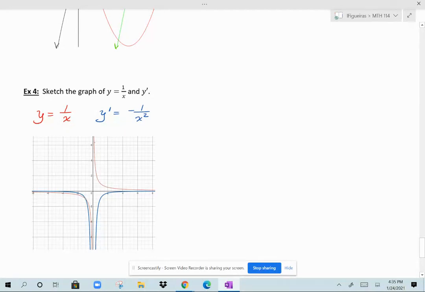When I'm on this part of the curve and I look for the slope of a tangent line, everywhere on that curve, my slope is also negative. It's going downward from left to right. So again, y prime, which is this piece, is below the y-axis.